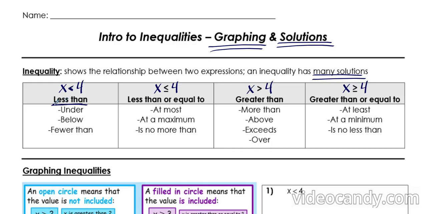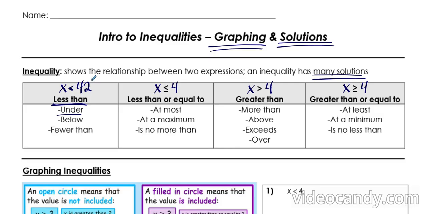So when I say less than, a less than symbol, it's pointing that direction because it's talking about the relationship between this side and this side. That side is less than that side. Each of these has just different phrases that might mean the same thing. So if I say you have to be under 42 inches to ride a ride, that means you have to be less than 42 inches to ride that ride.